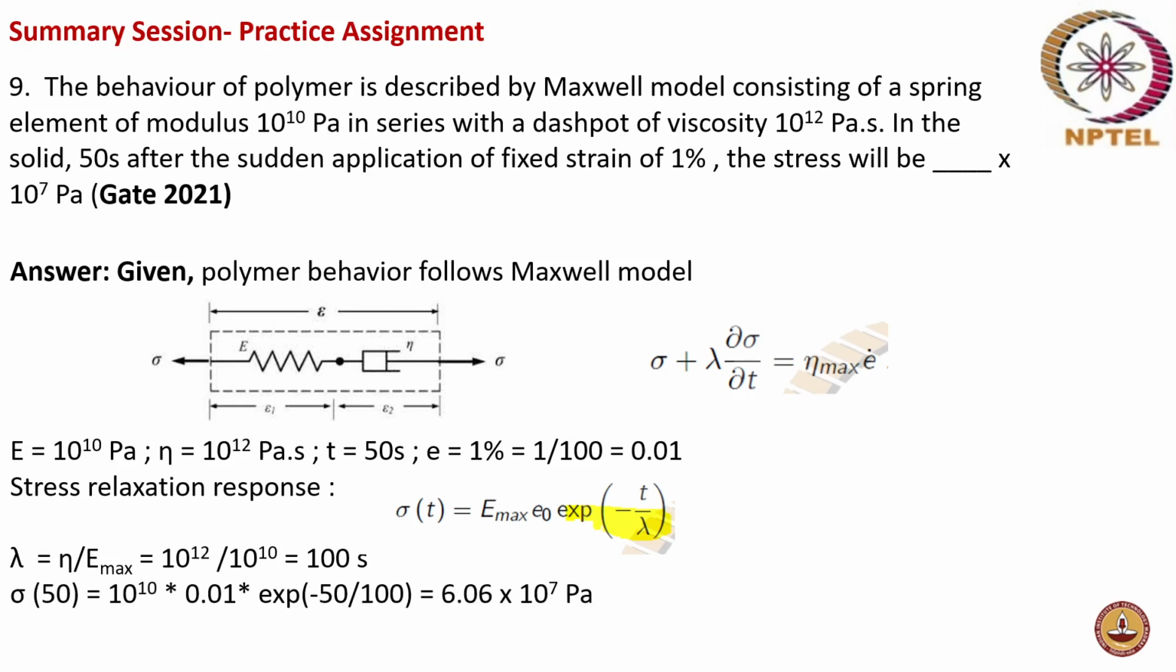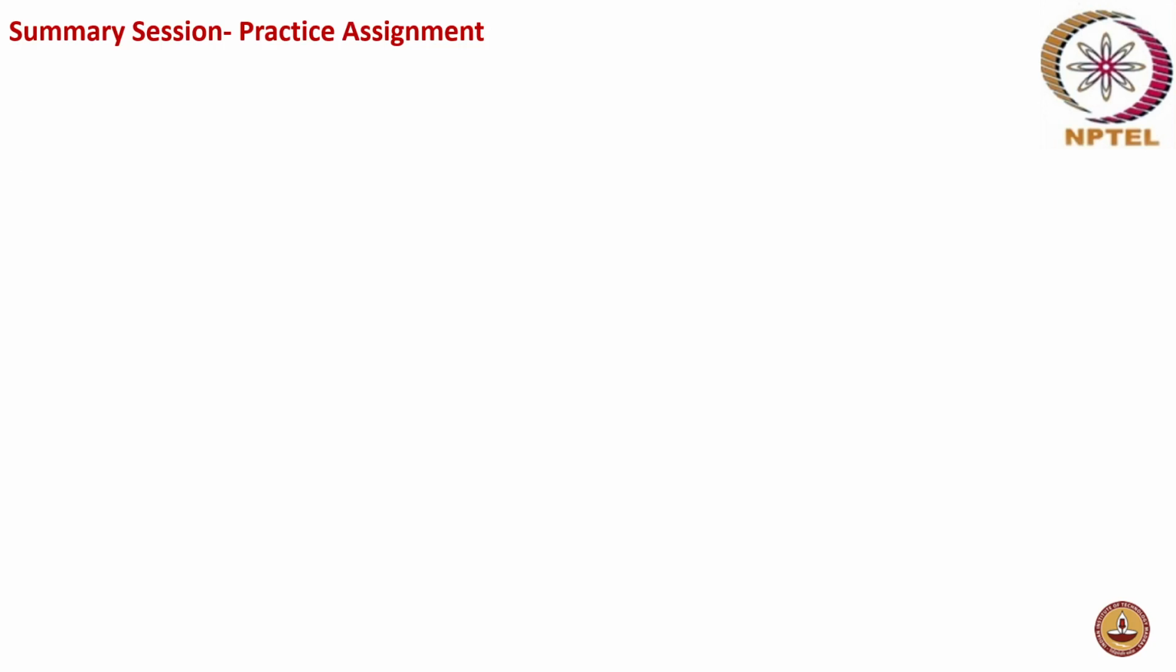So now we have to find out what will be the stress at 50 seconds. So sigma at 50 seconds is equal to E max, which is 10 power 10, into E naught, that is your strain, which is 0.01, into exponential of minus t, which is nothing but 50 seconds divided by lambda, which is nothing but 100. So substituting all, you will end up with the stress at 50 seconds being 6.07 into 10 power 7 pascals. So 6.06 into 10 power 7 pascals. Okay. Next.